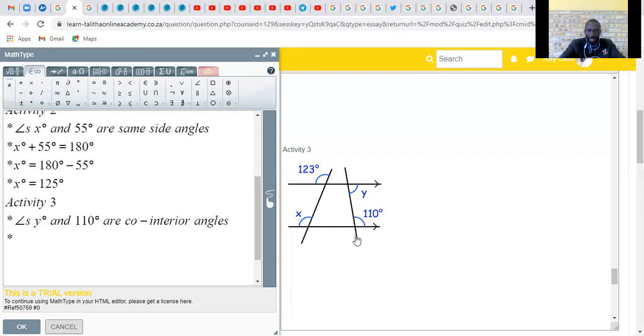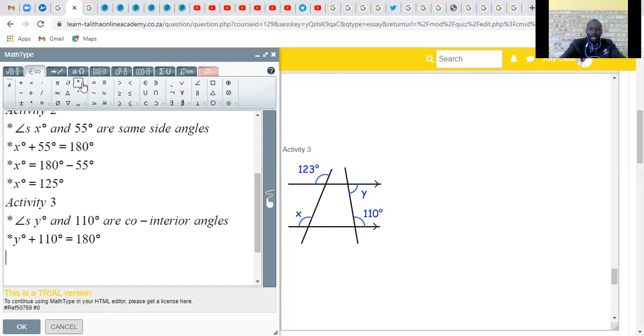We want to translate this statement into a mathematical expression. And so therefore we say the angle Y, in degrees, when added to the angle 110, also in degrees, what we get must be 180, also in degrees.